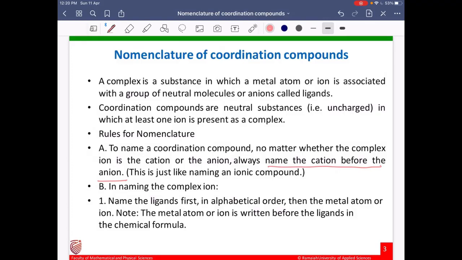In naming the complex ion, name the ligand first in alphabetical order, then the metal atom or ion. But when we draw the structure, always write the metal atom or ion first, then the ligands in the formula. But when you name the coordination compounds, name the ligand first in alphabetical order, then the metal atom or ion. So that is the difference when you name the coordination compound or when you write the chemical formula.